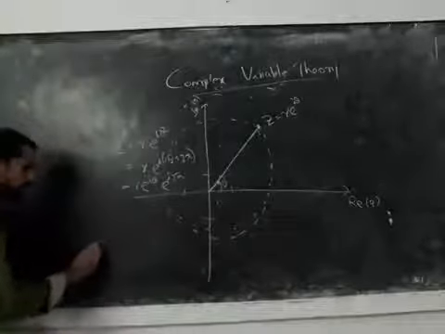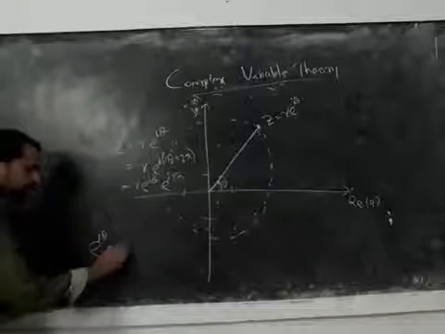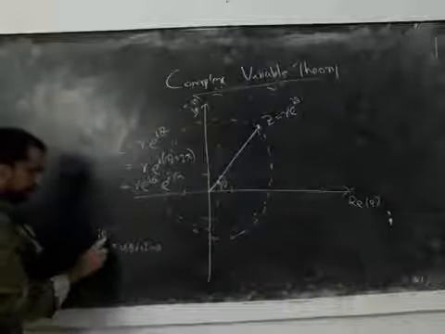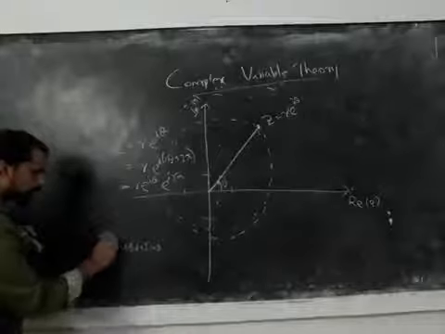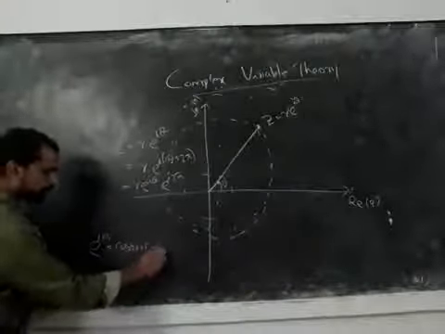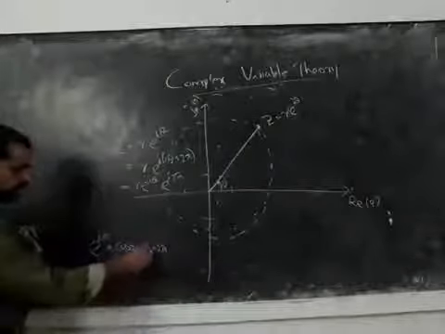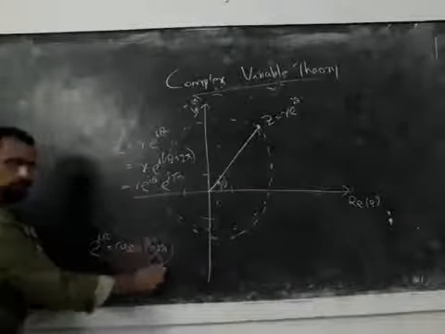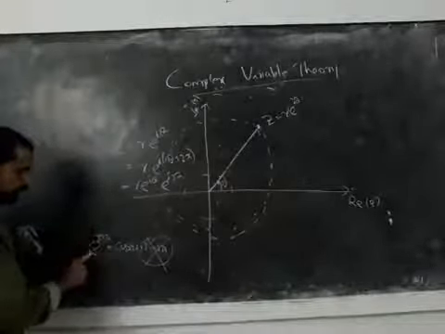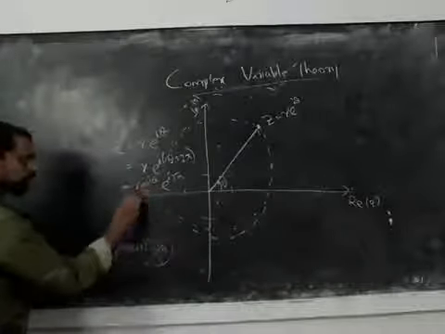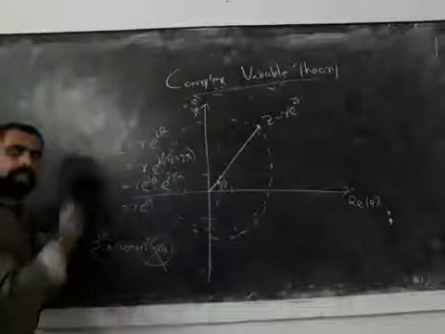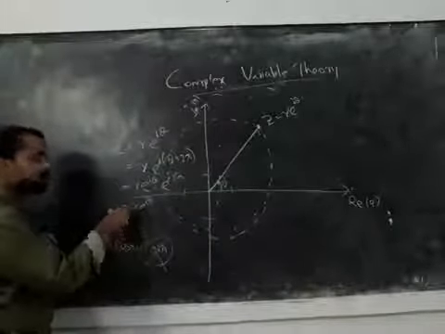You know Euler relation, e raised to I theta is equal to cos theta plus I sin theta. So instead of theta I put 2 pi. What would be the result? This term becomes 0 and this term becomes 1. So e raised to I 2 pi is 1. So this is into 1. Again you will get r e raised to I theta. You will do it again and again, you will end up at the same point.